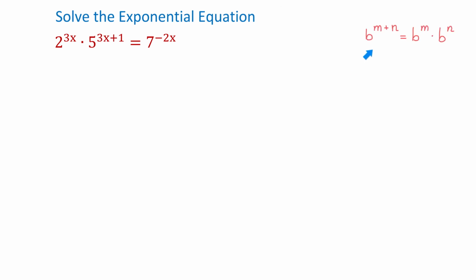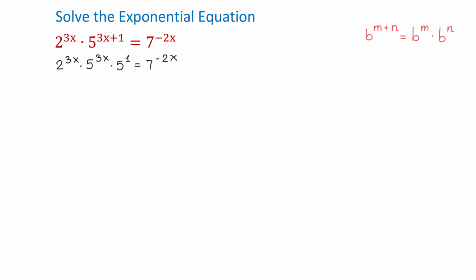That is, b^(m+n) equals b^m times b^n. We will use this rule to write 5^(3x+1) as 5^(3x) times 5^1. Then we will have 2^(3x) times 5^(3x) times 5^1 equals 7^(-2x).